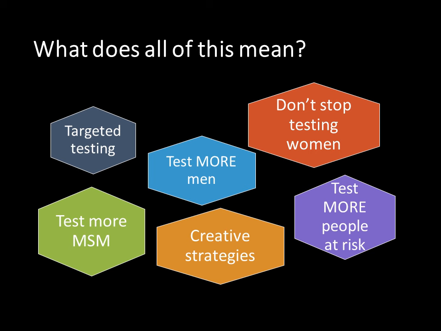We wrapped up our session by reflecting and asking ourselves, what does all of this mean? The biggest takeaway that we shared was testing more MSM will yield more positives. Testing more men in general will help us identify more positives. And there's also a real need for creative strategies for HIV testing and outreach efforts. But none of this means stop testing women. It's just a way to test more people that are at higher risk.